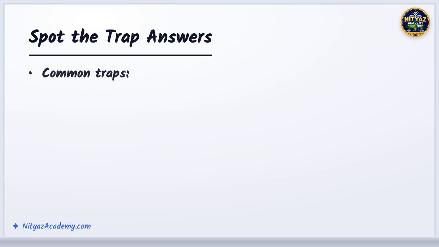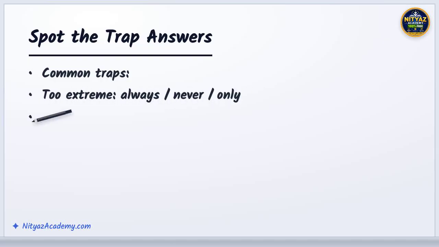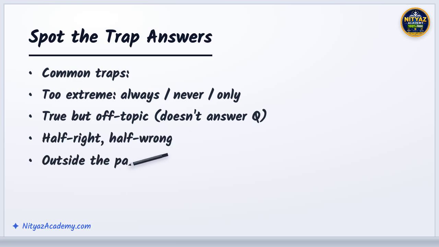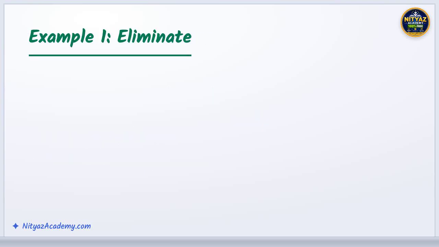Wrong answers follow patterns, so learn to spot them. Extreme words like always, never, and only are usually too strong. Some choices are true but don't answer the question. Others are half right and half wrong. One bad word ruins them. And some bring in ideas outside the passage. Name the flaw, then eliminate. Crossing out wrong answers is as powerful as finding the right one.